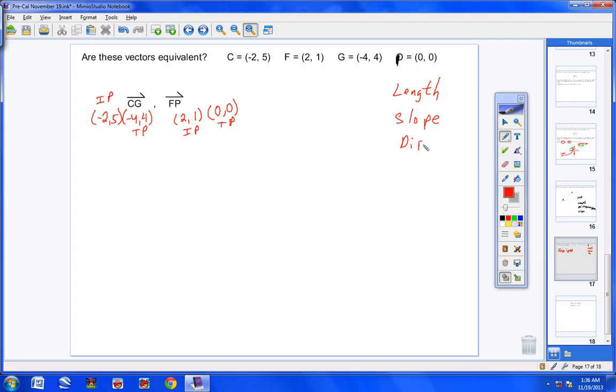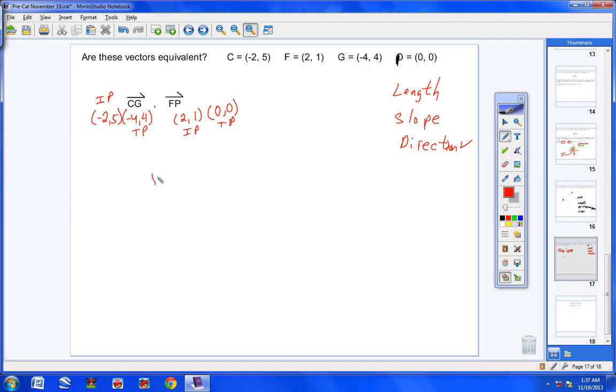But we really just did that because we saw one was running like this and we saw the other one was running like this. So we know they're pointing pretty much the same way. So I really have already checked the direction. So I'm going to put a check right there. But now I've got to make sure they have the same slope. So let's first of all check the slope of these.